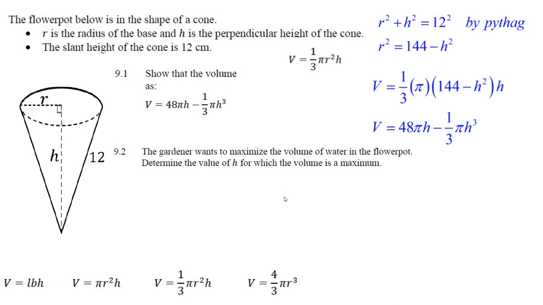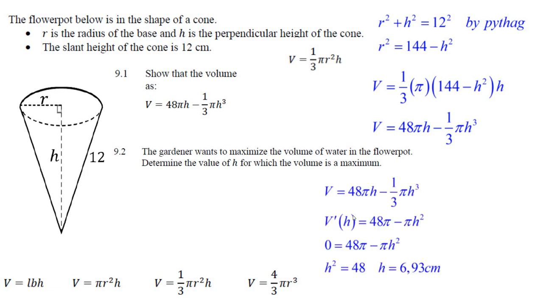Now, the next step is we want to find out the maximum. All you do is take the derivative and make it equal 0. So we take the derivative with respect to h. We get 48 pi. 3 times a third is 1, minus 1 pi, and you subtract 1, h squared. Hey, they made it work out all nice for us here. And now what do we do? Well, you divide everything by pi, you add h squared, and you just take the square root of 48. And the answer is 6.93 centimeters. And that's it, all done.